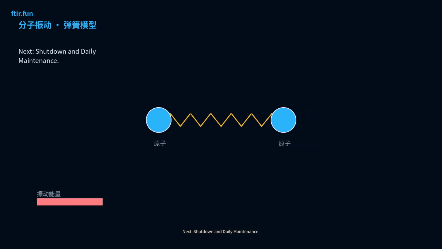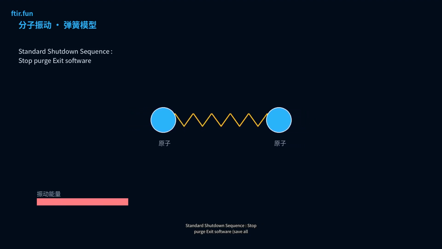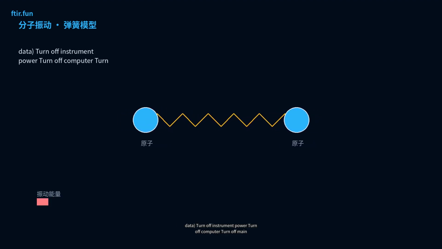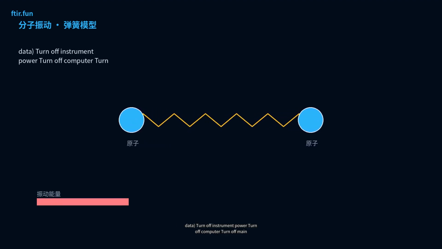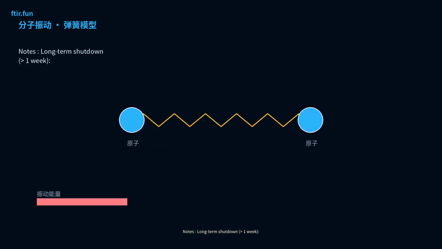Next, shutdown and daily maintenance. Standard shutdown sequence: close the accessories, stop the purge, exit the software, save all data. Turn off instrument power, turn off the computer, turn off the main. Notes on short-term and long-term shutdown.